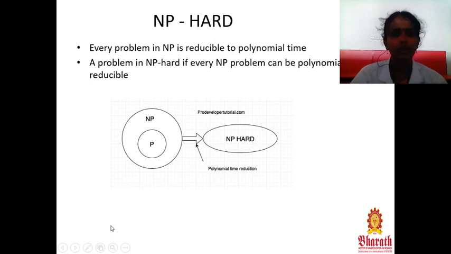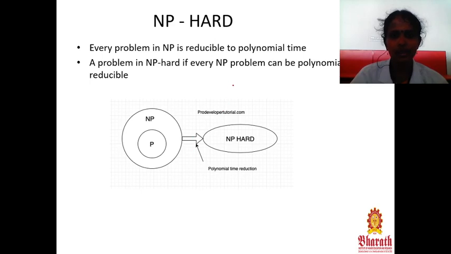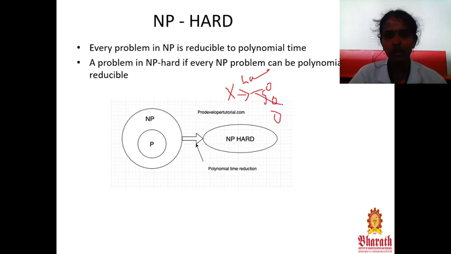For example, consider X is a hard problem. When X is a hard problem, it is reduced into small problems, that is 1, 2, 3, and then I apply an algorithm called Y. Applying the algorithm to the small problems and solving them gives the solution to X. After applying this algorithm and solving, I get the solution of X.